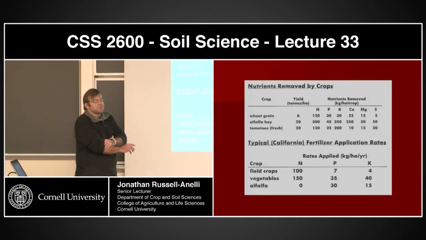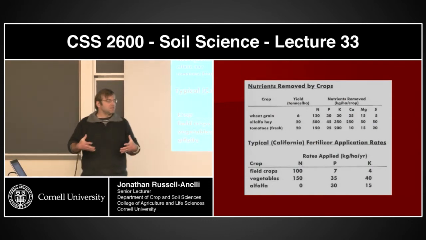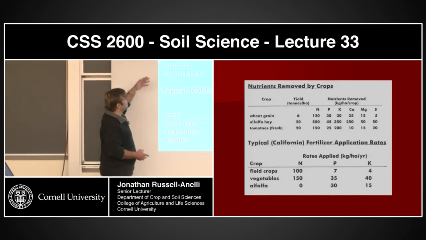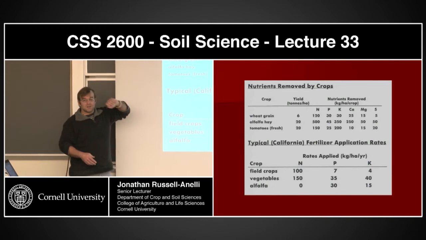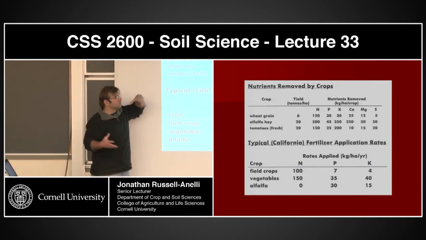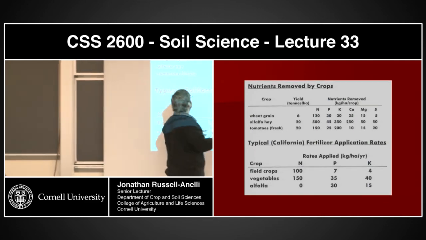The transition here was basically, okay, we know what these nutrients are. How do we make decisions about fertility? Well, let's take a look at a number of different crops. This is a wheat, an alfalfa, and a tomato, a variety of different crops.